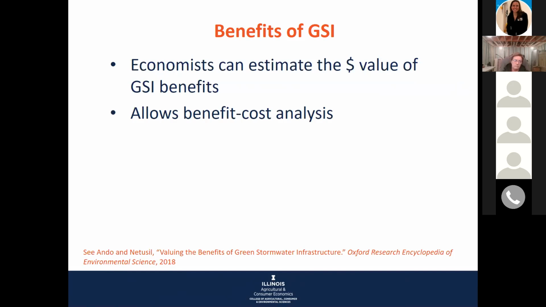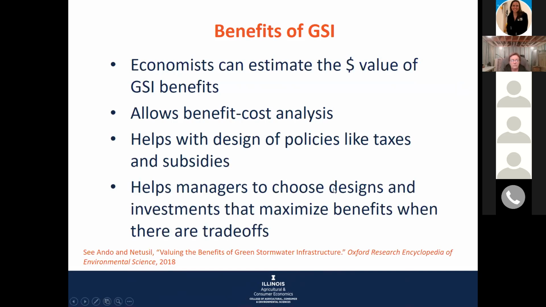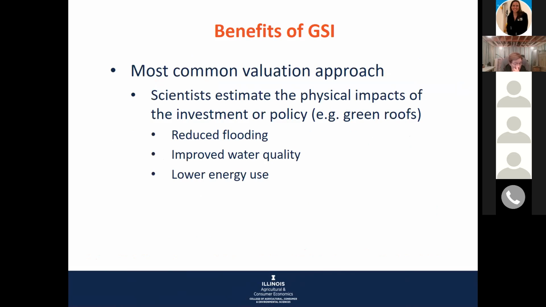These kinds of numbers allow us to do benefit cost analysis. It helps you with the design of policies that I'm going to talk about later, like taxes and subsidies. And it helps urban managers to choose designs and investments that maximize the benefits to your own communities when there are trade-offs between different kinds of benefits.